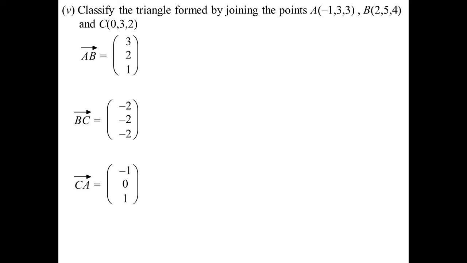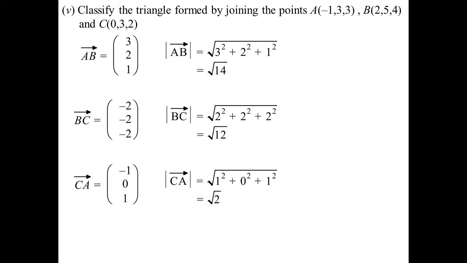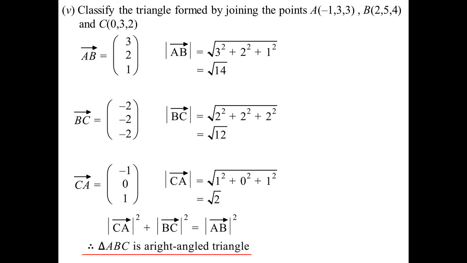I guess the first thing I looked at was, well, what's the length of the sides? That might tell me whether it's equilateral or isosceles or something like that. So the first one's root 14, second one root 12, third one root 2. Terrific. It's a scalene triangle. Fantastic. But then I noticed something else. 12 and 2 add up to 14. So this must satisfy Pythagoras' theorem. So we're talking about a right angle triangle because the length of CA squared plus the length of BC squared will give us AB squared. So we've got a right angle triangle.